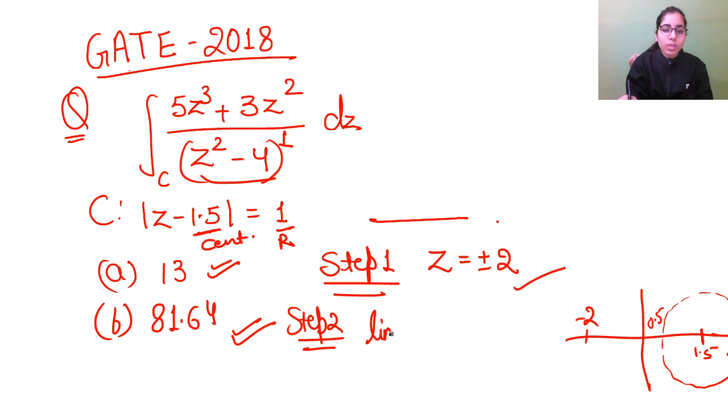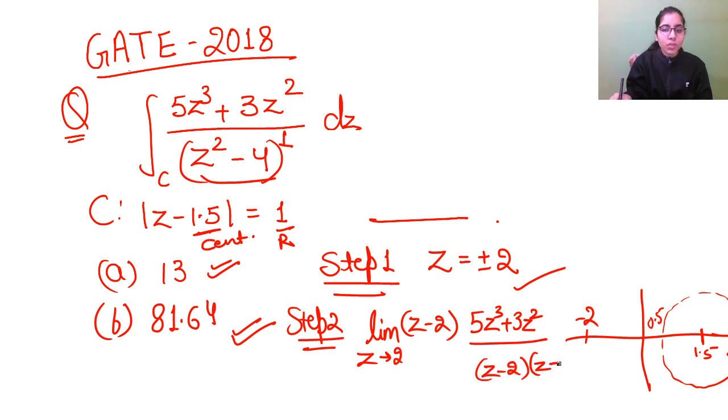So it will be limit z tends to 2 of (z minus 2) times f(z). So it's going to be (5z cube plus 3z square) upon (z minus 2)(z plus 2). Clear? Next, this is going to be something which will get cancelled out. Next, what we will get from here is the residue. This is the formula for the residue.